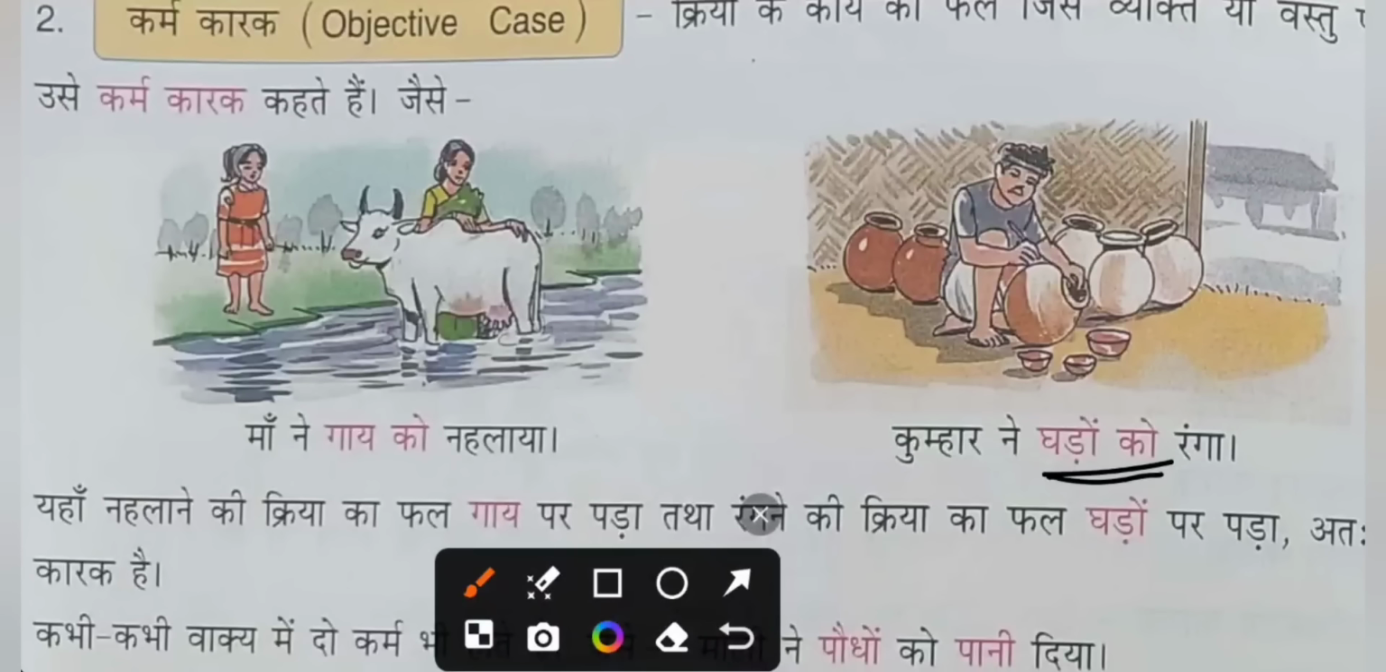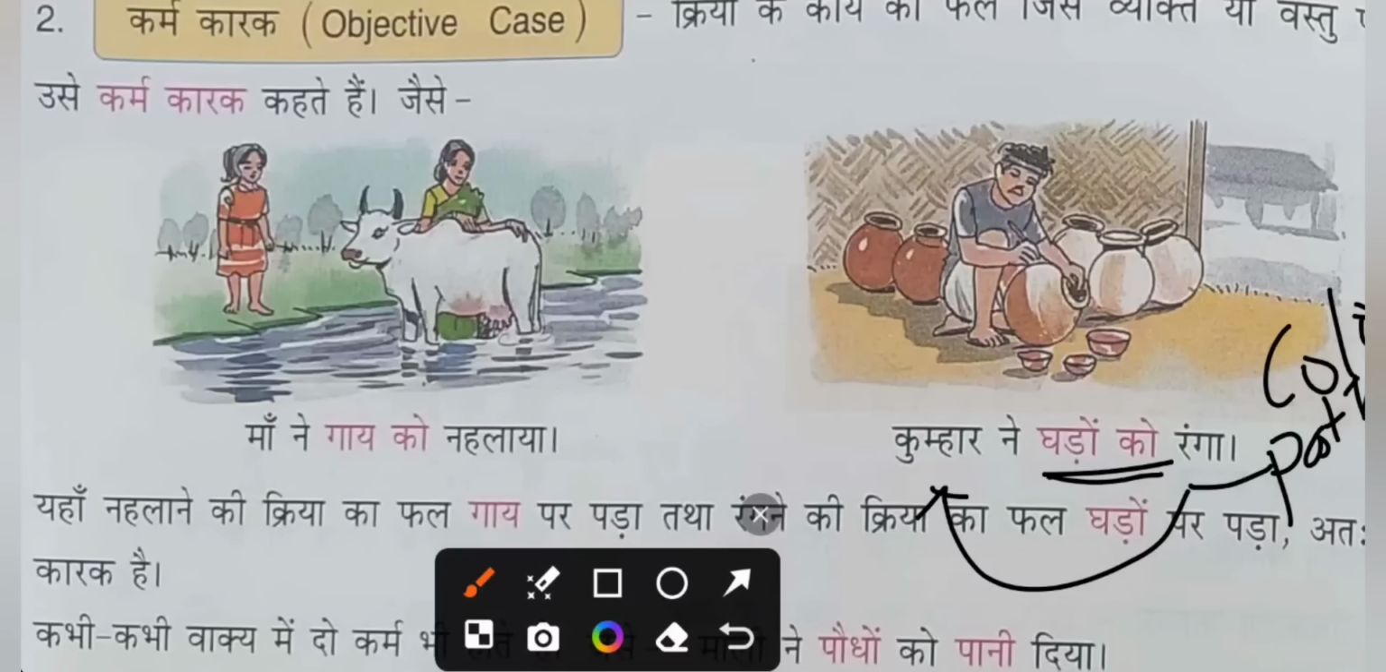कुम्हार ने घड़ों को रंगा. रंगा is coloring. So he is doing the action of coloring. So who is doing the action? Who is coloring? कौन कर रहा है? So I am getting Kumhar, the potter. So the potter painted the pots. This is a past tense.